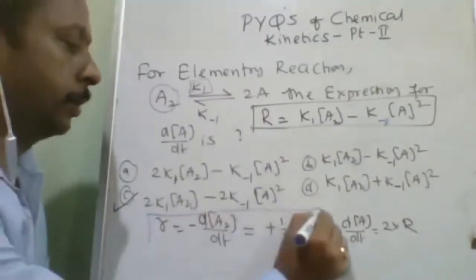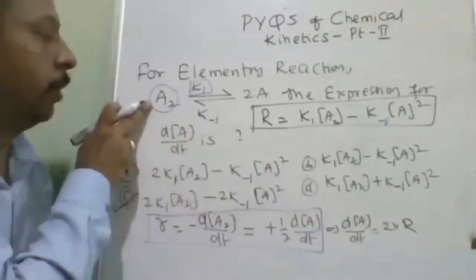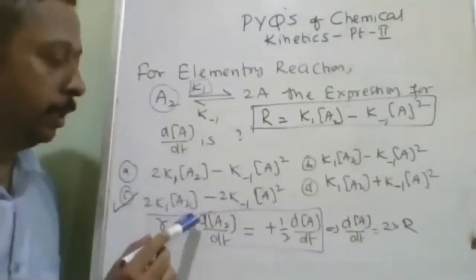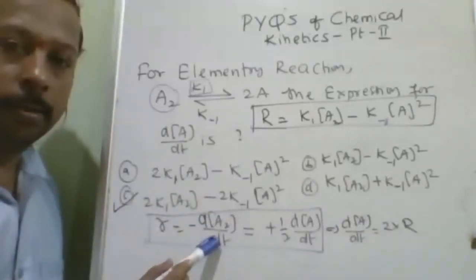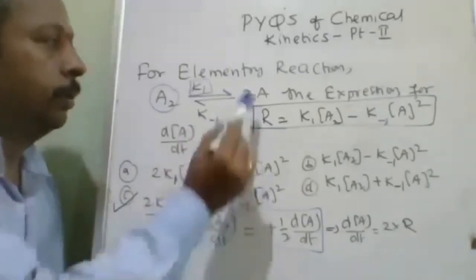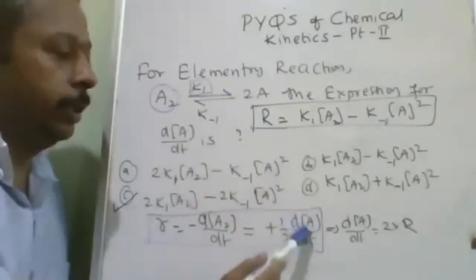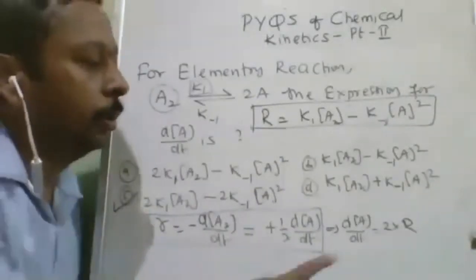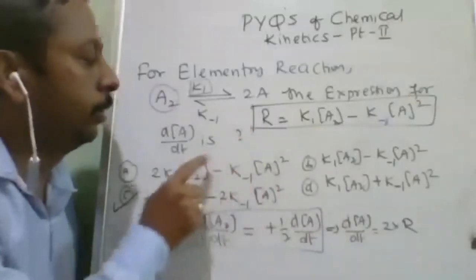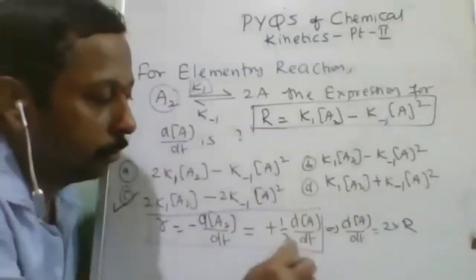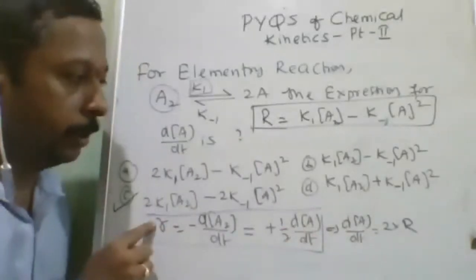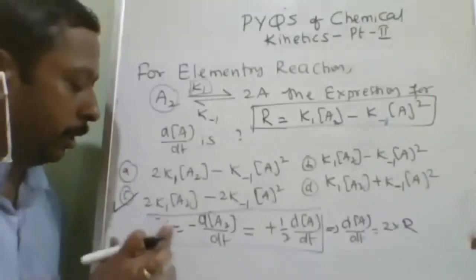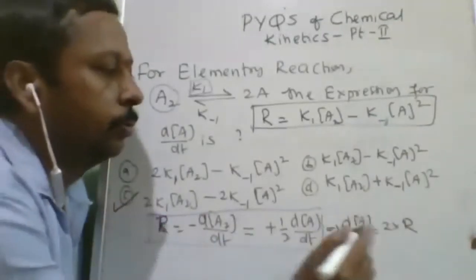Now for A2 and A square, when you write from the stoichiometry, what can we write? The rate of reaction with A2, this is a reactant, so minus dA2 by dt is equal to plus 1 by 2 into dA by dt. But what we want here in the question is dA by dt. So if you want only this term, you can cross multiply. To avoid confusion, I will write capital R here also. So 2 into R.